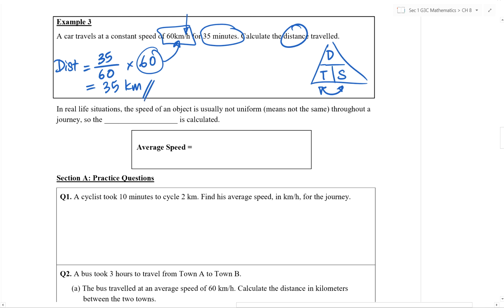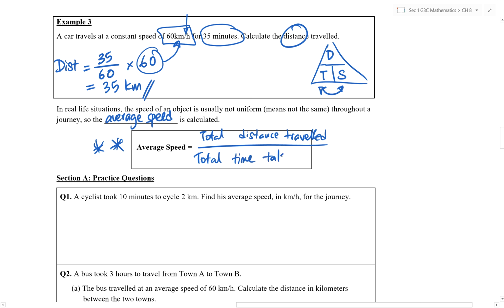In real life, the speed is usually changing. So we will calculate the average speed. And the average speed is given by, and this is important, make sure you highlight this, total distance traveled over total time taken.